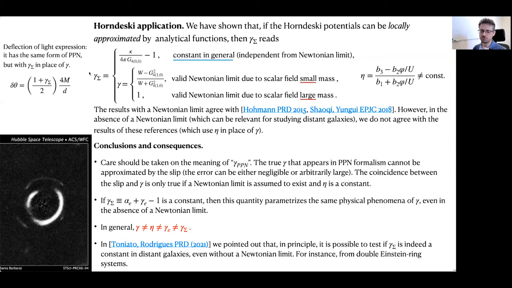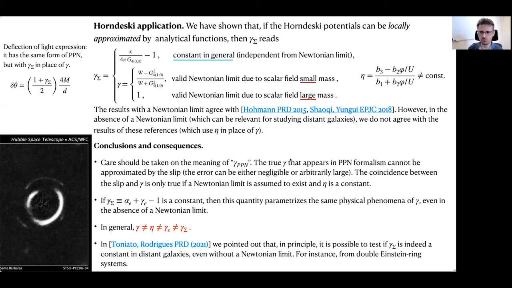The most natural parameterization talking about physics would be gamma sigma, which is this one here. Since gamma sigma is a constant, one can talk about light deflection as written here in this expression. As you can see, this is exactly the same expression that appears in PPN, but with gamma replaced by gamma sigma, which is possible since gamma sigma is a constant in this context.